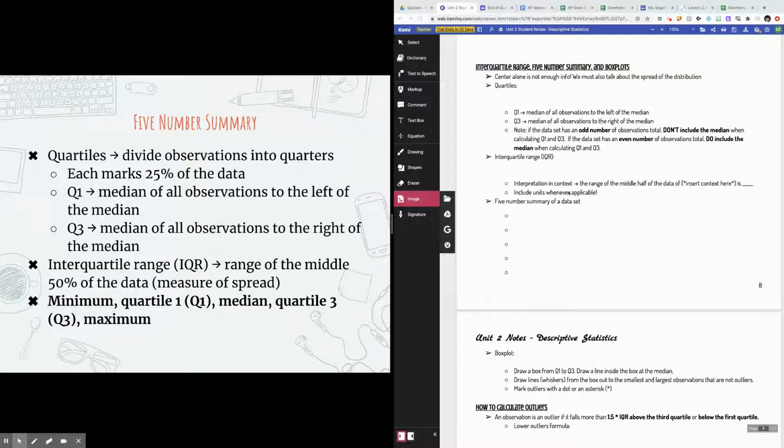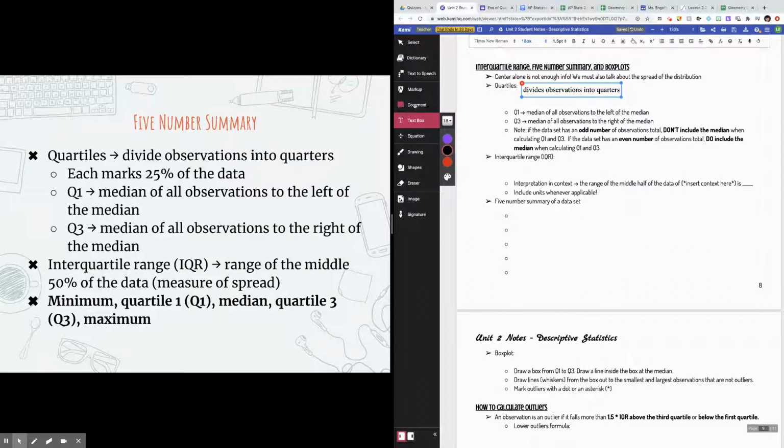Okay, so the first thing that you have to understand about doing this 5-number summary, right, is that you have to know what a quartile is. A quartile is exactly what it sounds like, that it divides observations, or you could think of it as just your data, your data set divides observations in your data set into quarters. Okay.